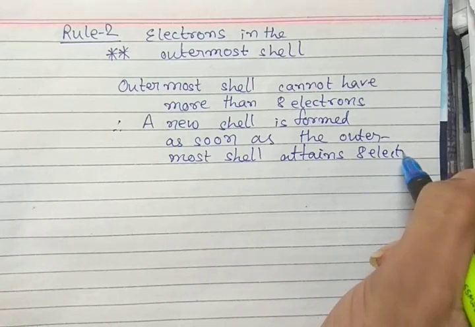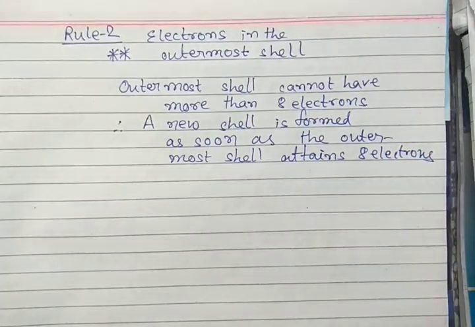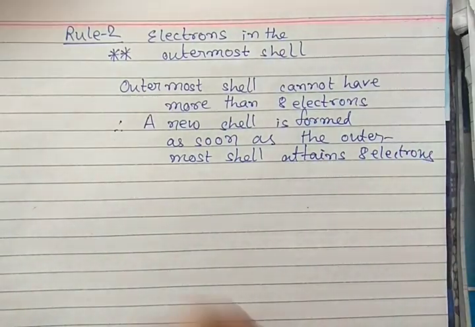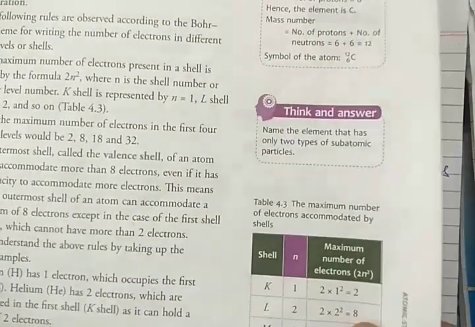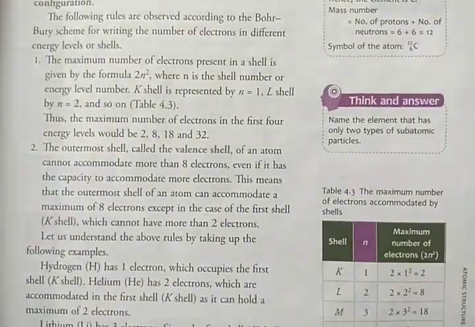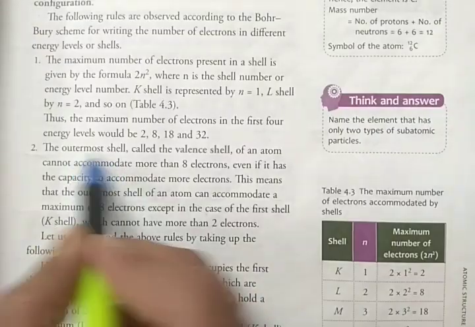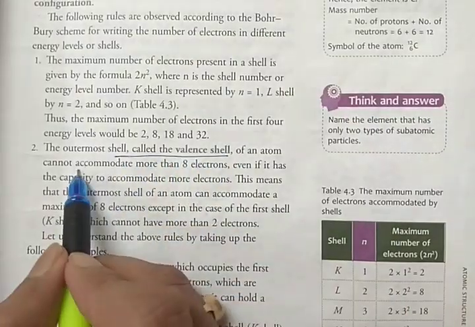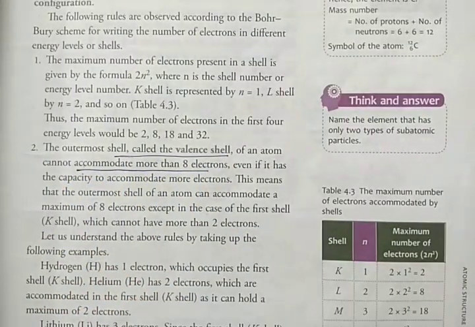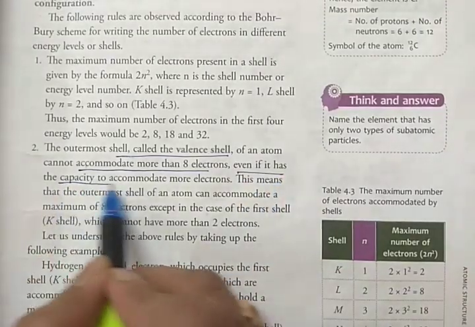ঠিক আছে, as soon as the outermost shell attains 8 electrons. This point is very important. Now let us understand this point. Okay, দেখো রুল টু ক্লিয়ারলি স্টেট করছি কি, the outermost shell, which is called valence shell of an atom, cannot accommodate more than 8 electrons even if it has the capacity to accommodate more electrons.